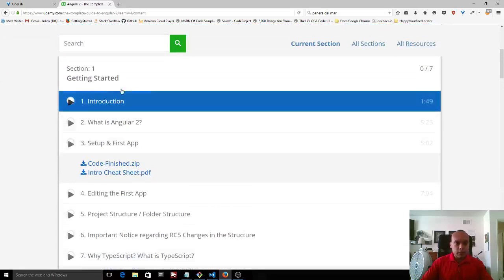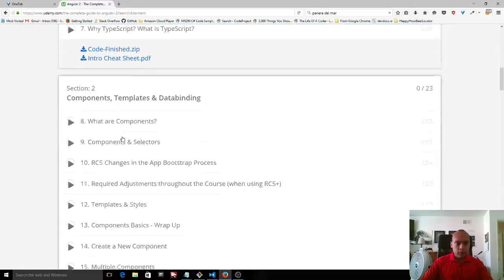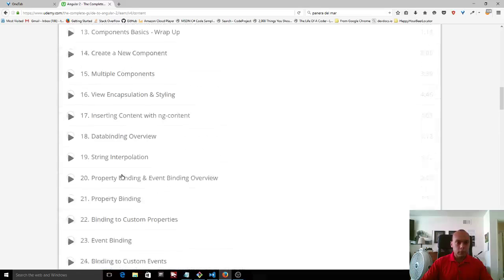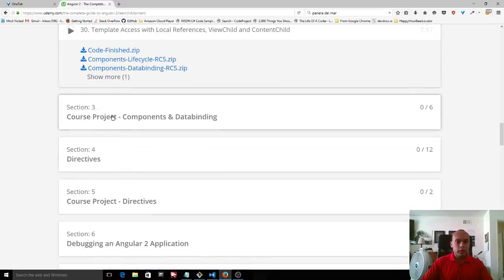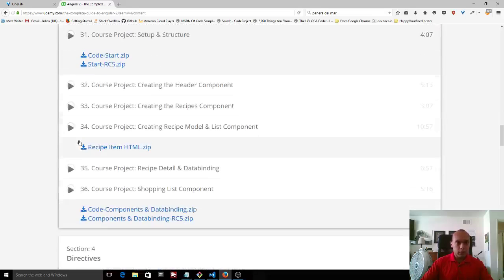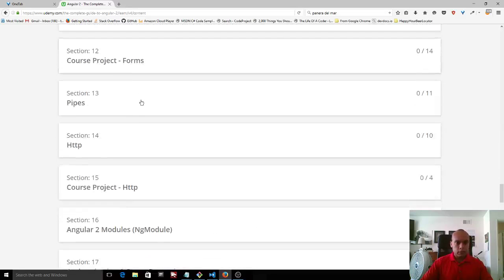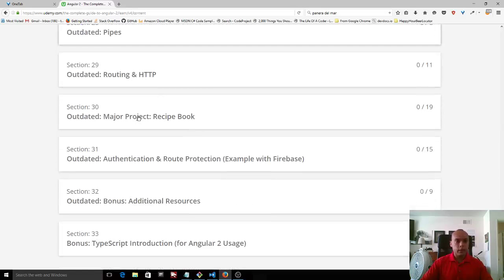Like this getting started is like 7 lectures. Components, templates, and data binding, that is probably like 20 or more lectures. And then there's course project, components, data binding, directives. I mean, look at all this. It goes way, way, way in depth.